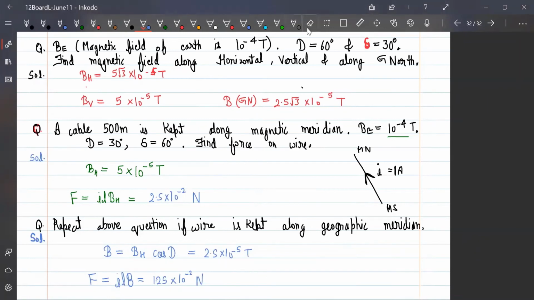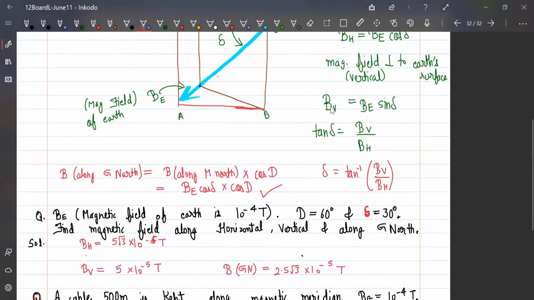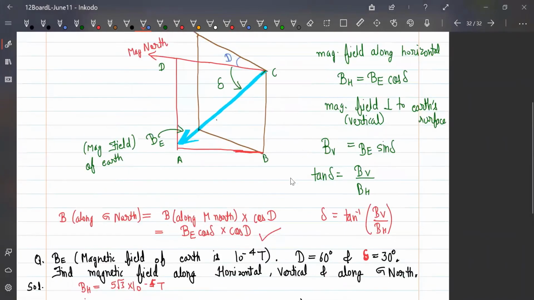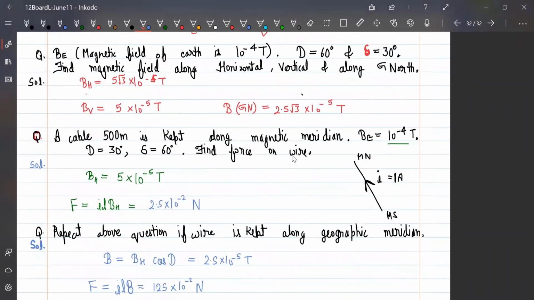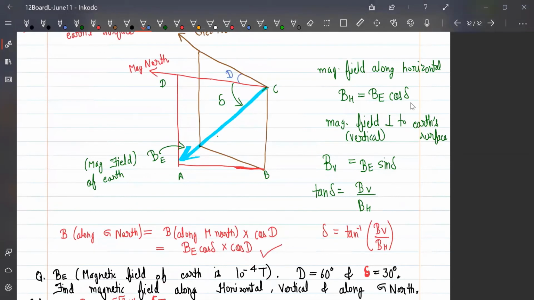Sir, in the previous question for force, why did we not take sine 60? Sine 60 will give you the vertical direction of force. Now the wire is along magnetic meridian, so it is along the horizontal direction. So we are taking BH. BH is B cos delta. Okay, sir.